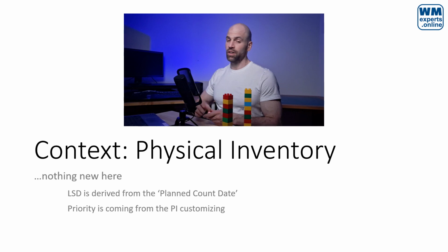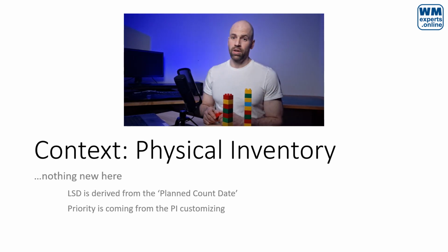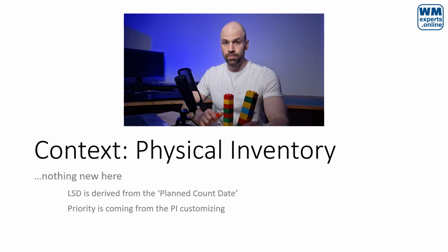And the LSD calculation, I explained that in the other video that I mentioned already a couple of times here, is based on the planned count date. So this is the due date that you use then to subtract the planned movement and planned execution duration, and the priority is coming from the PI customizing in this context. That's actually all you need to know about the sorting of warehouse orders for PI documents in the queues.